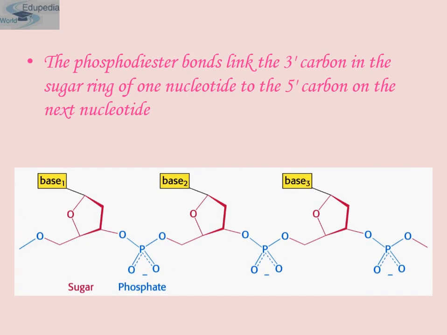The phosphodiester bond links the 3-carbon in the sugar ring of one nucleotide to the 5-carbon on the next nucleotide. As you can see, these are the three bases, base 1, base 2 and base 3. The 3rd-carbon in the sugar ring, first, second and third, of one nucleotide is linked with the phosphate and this phosphate is again linked with the 5-carbon on the next nucleotide. 1, 2, 3, 4 and 5. Okay.